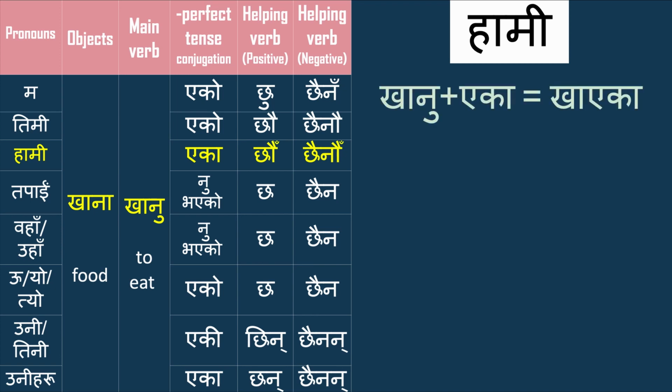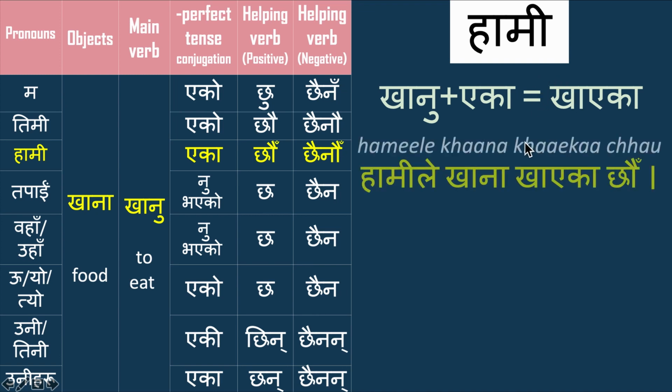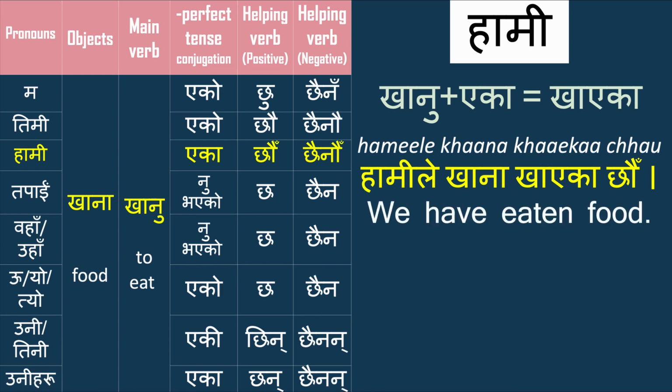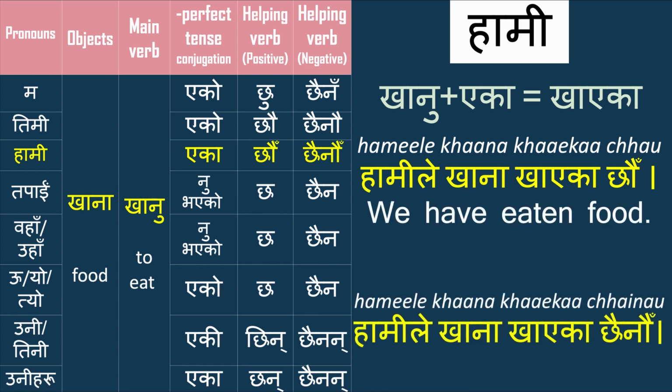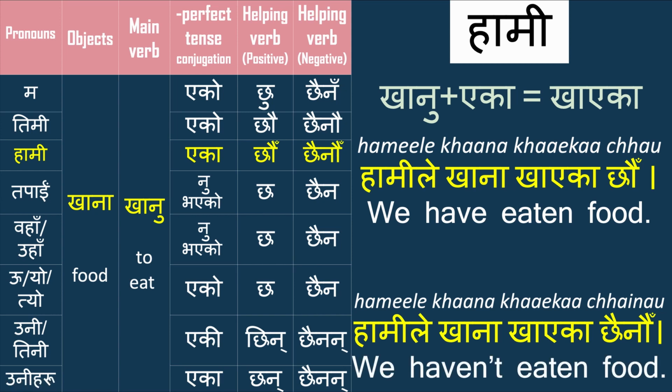Hami. Khanu plus eka, this is a two syllables verb, so we are just removing nu, and the final form is khaeka, because hami is a plural subject. Again, I repeat. Let's see in the example. हामीले खाना खाएका छौं. We have eaten food. हामीले खाना खाएका छैनौं. We have not eaten food.